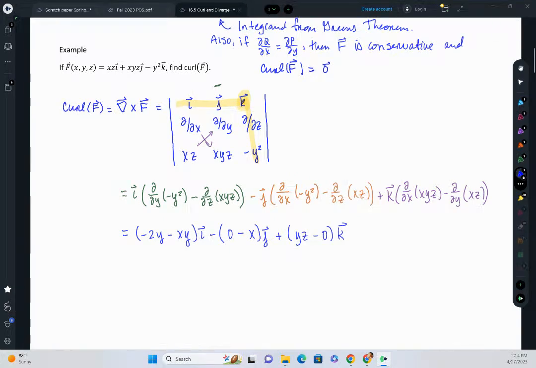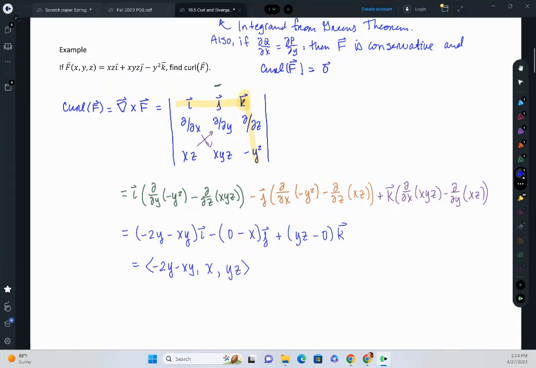Okay, k hat. I usually do one final rewrite on these, and I do tend to switch over to the angle bracket notation just because for my eyes it's cleaner and easier to see. So my i hat component, that corresponds with the first component in the angle bracket notation, is minus 2y minus xy. Then I have a double negative in the j hat component, so my second component is positive x. My third component is positive yz. And that's my final value for the curl of f.